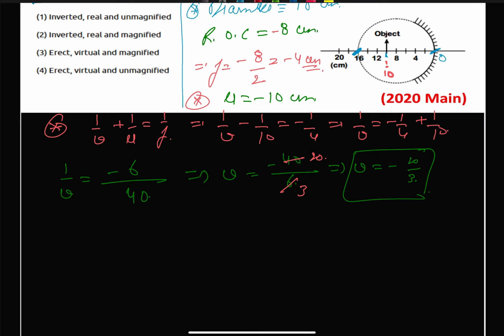And we can now find the magnification. Magnification is equal to minus v upon u, which comes as minus v, which we just found is minus 20 upon 3, and u we know is minus 10. So this comes as minus minus, and we get 2 by 3. So magnification is equal to minus 2 by 3.